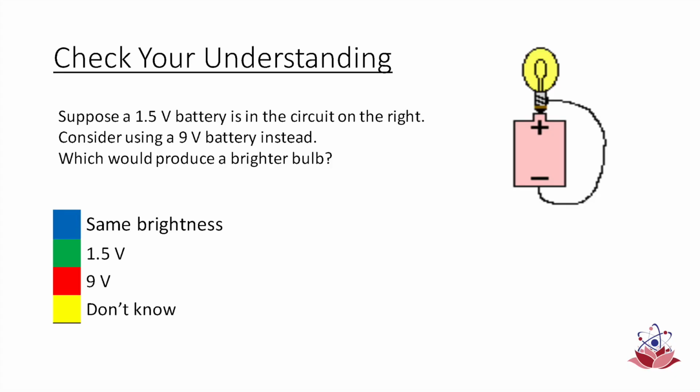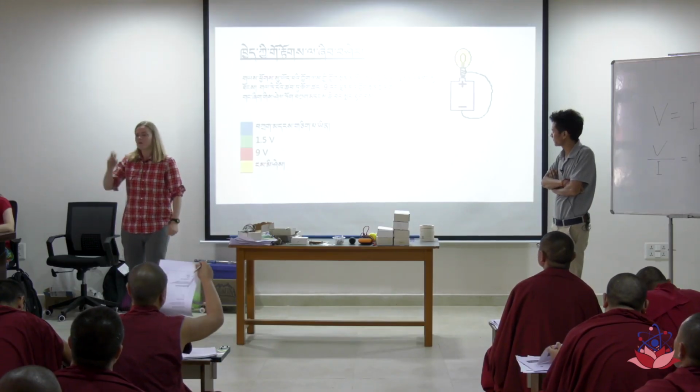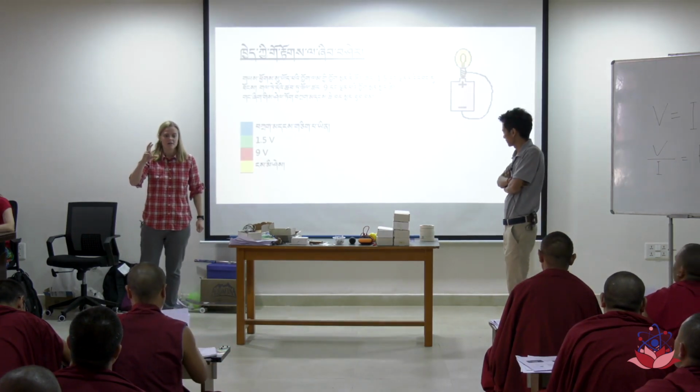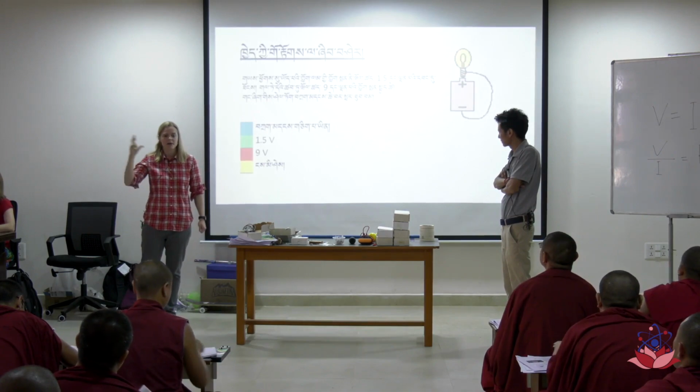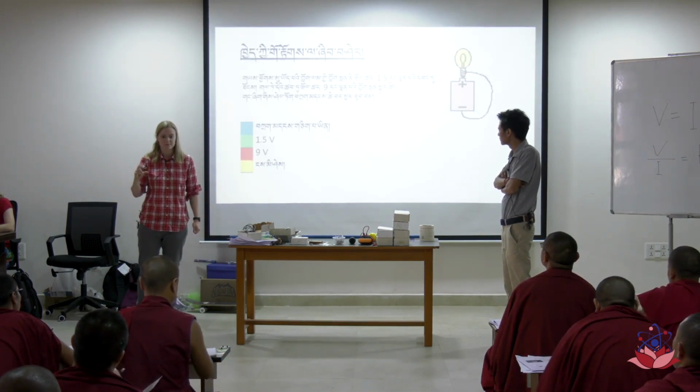Okay, so what we want to do now is just check your understanding for some things we talked about yesterday. So if you get out your cards and think about this question. So we have a 1.5 volt battery simply connected to a light bulb, and we want to know what happens if you connect it to a 9 volt battery.